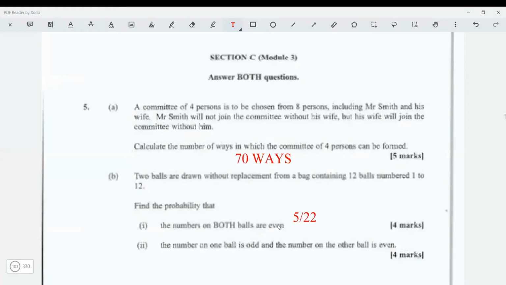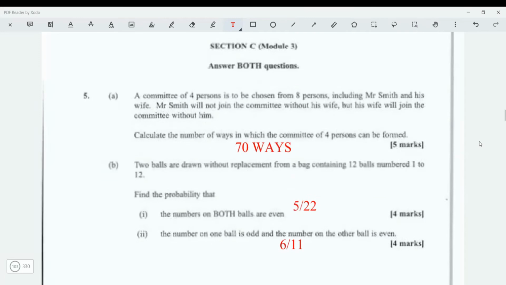So we get 6 out of 11. Can just punch that down there. That's the probability of getting 1 odd and 1 even. So they're giving away marks here. Oh, nice.